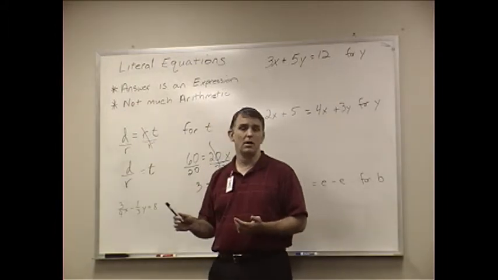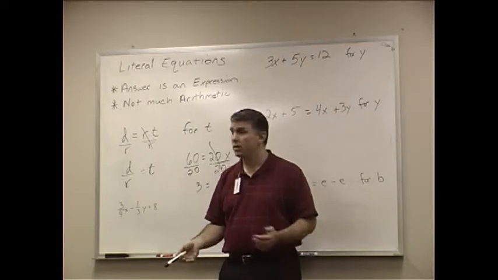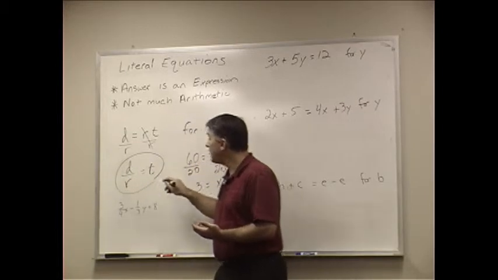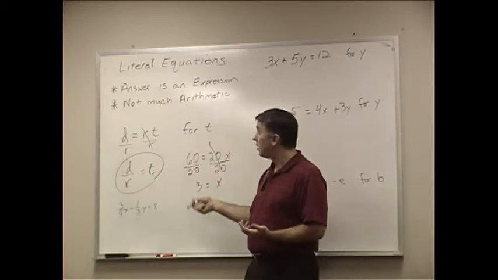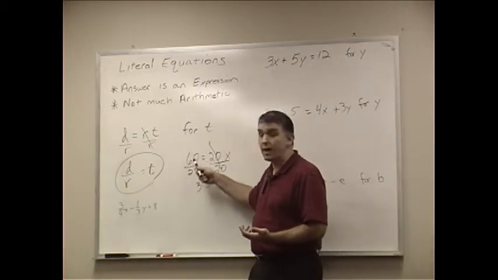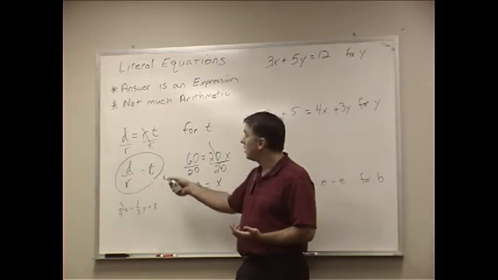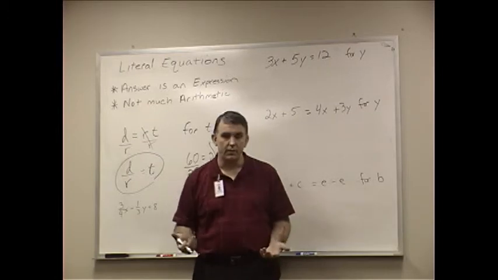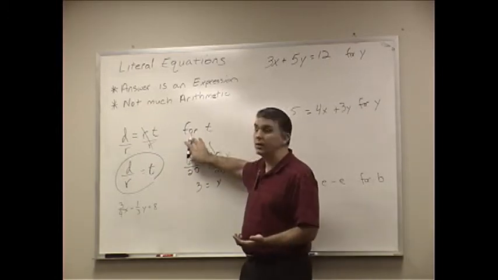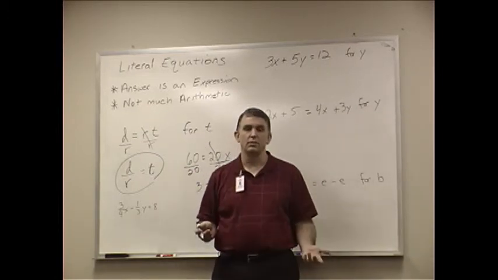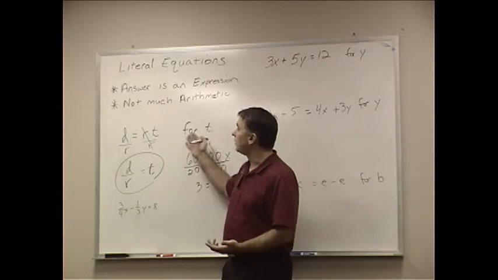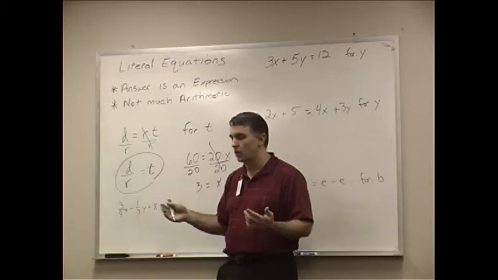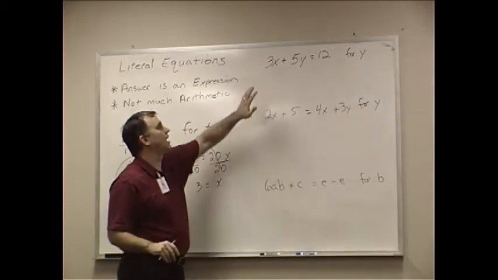Notice on this one, you didn't have to do any arithmetic. You didn't have to do any calculating. This actually is easier to do than this. There's an extra step in this one. You have to do the arithmetic. Here, not much arithmetic to do. Again, you're still solving for the variable. I usually have to tell you what variable to solve for. If I had said solve for r, we would have divided both sides by t. Okay? All right. Let's look at the next example.